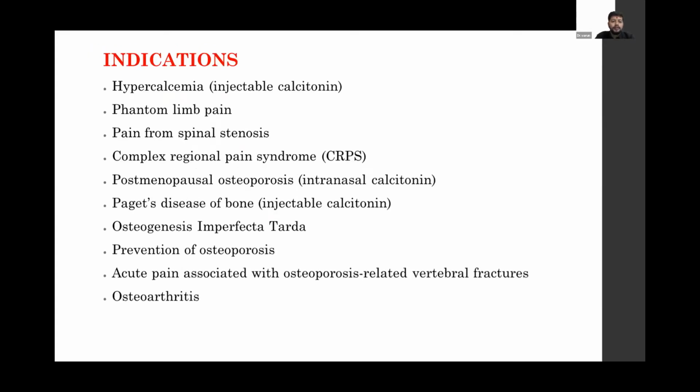Indications for calcitonin: it is mainly used for hypercalcemia as an injectable, and for phantom limb pain or pain from spinal stenosis, complex regional pain syndrome, postmenopausal osteoporosis, Paget's disease of the bone, osteogenesis imperfecta tarda, prevention of osteoporosis, and acute pain which is associated with osteoporosis and osteoarthritis.